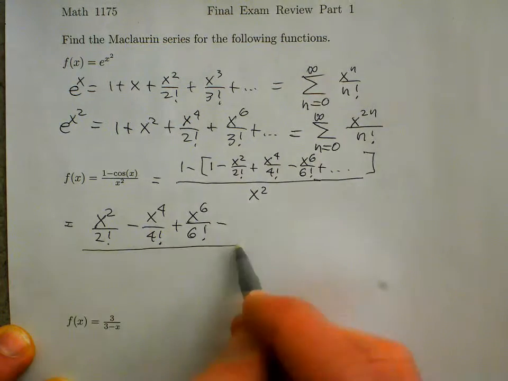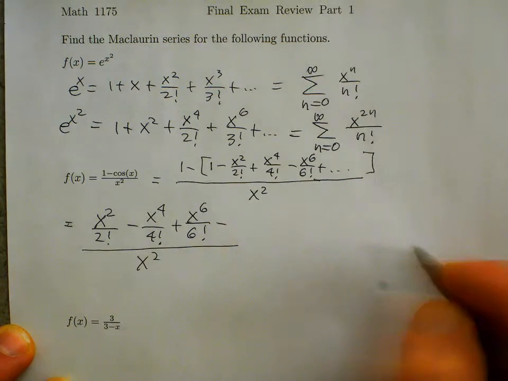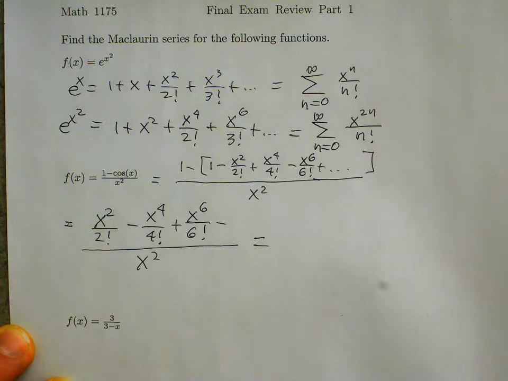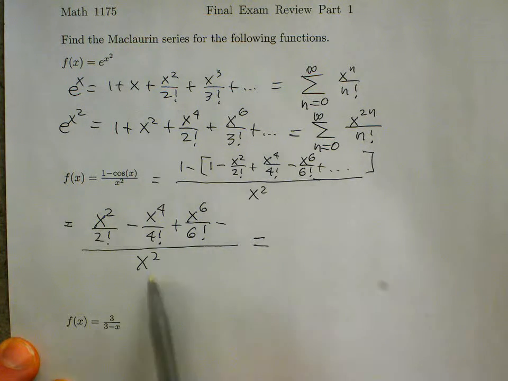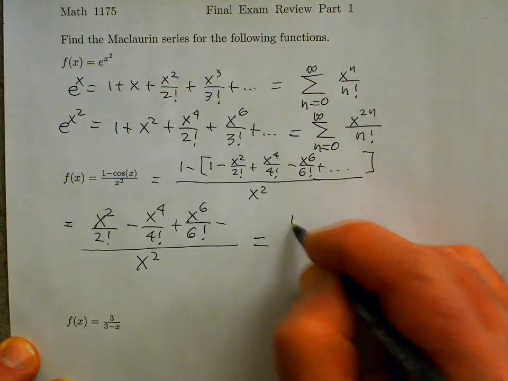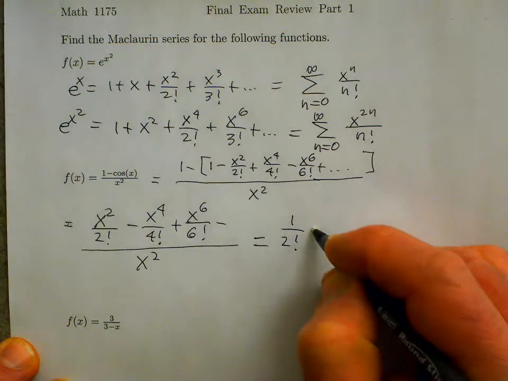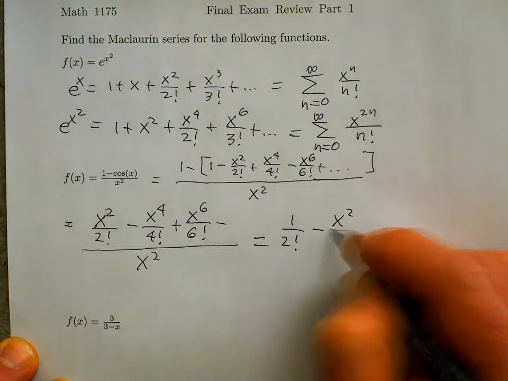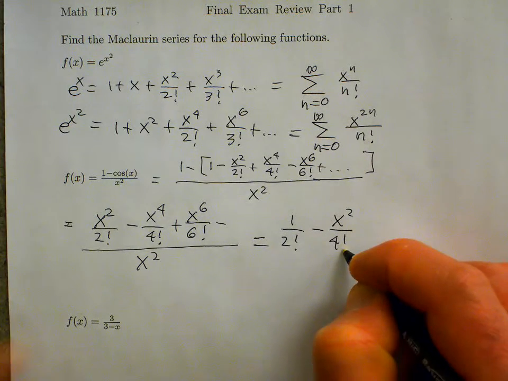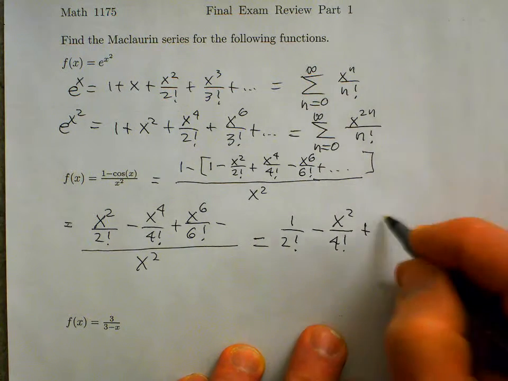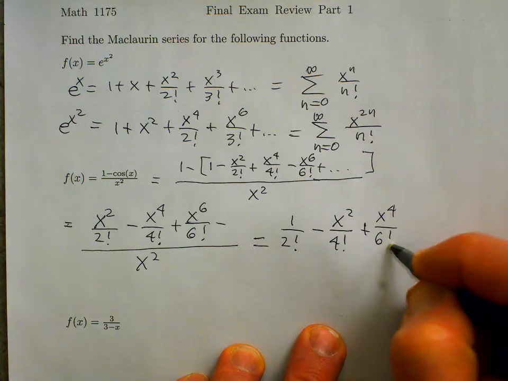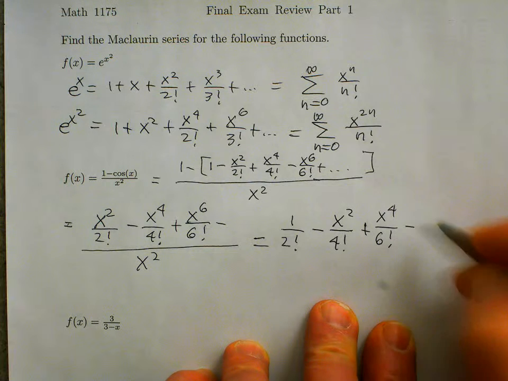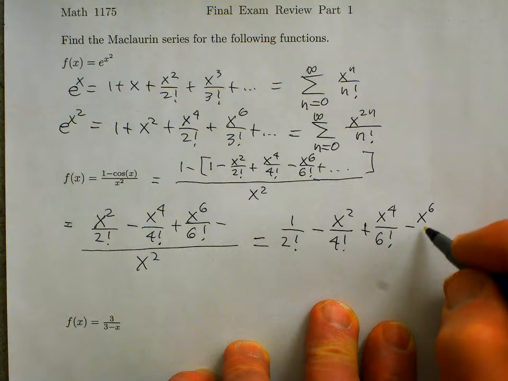We're dividing this all by x to the second. So divide each of those by x to the second, we'll get 1 over 2 factorial minus x to the second over 4 factorial plus x to the fourth over 6 factorial, and so on, minus x to the sixth over 8 factorial.